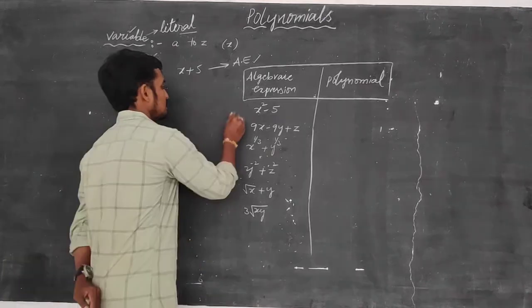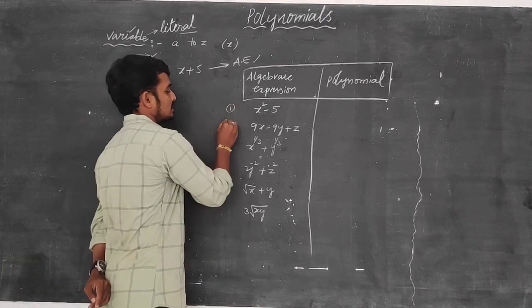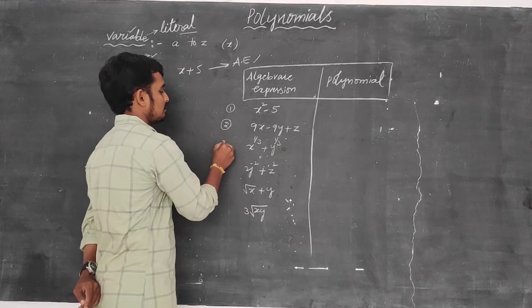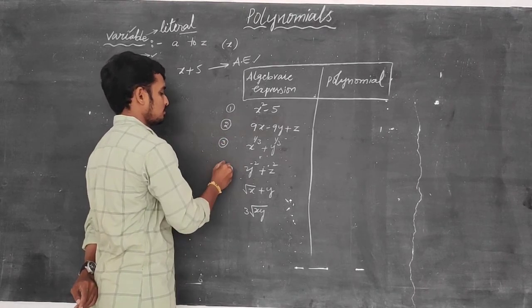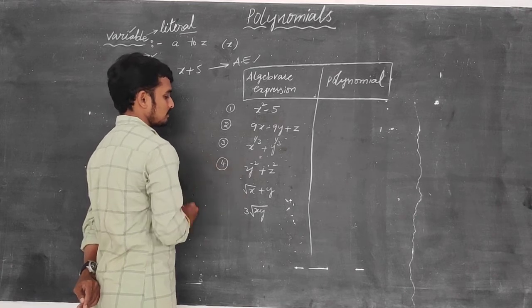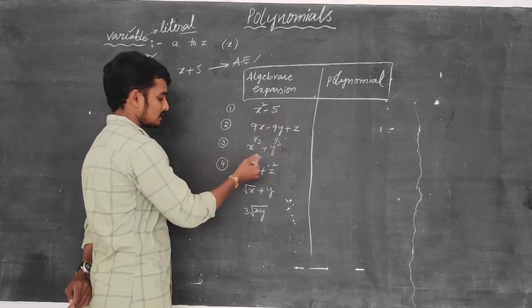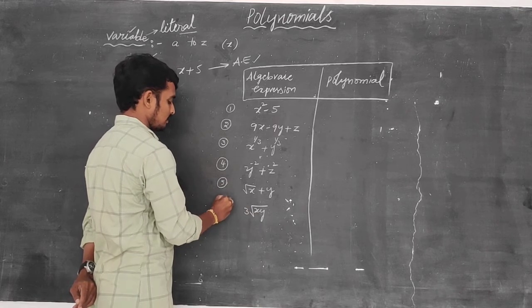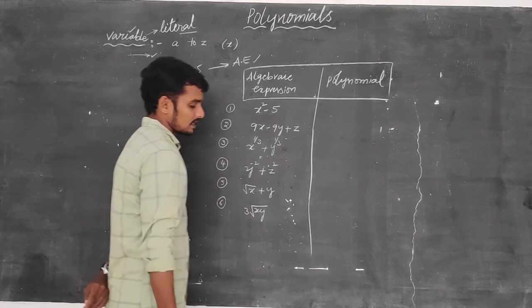The first example is x square minus 5, and the second example is 9x minus 9y plus z. The third example is x to the power of 1 by 3 plus y power 1 by 3, and the fourth example is y power minus 2 plus z square, and the fifth example is root x plus 3 root xy. These are the 6 examples.